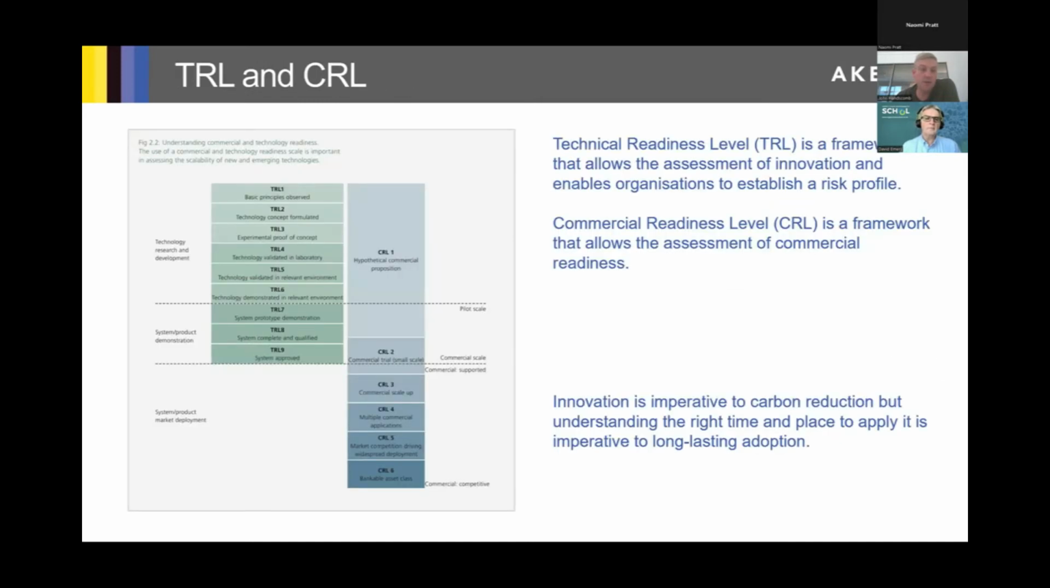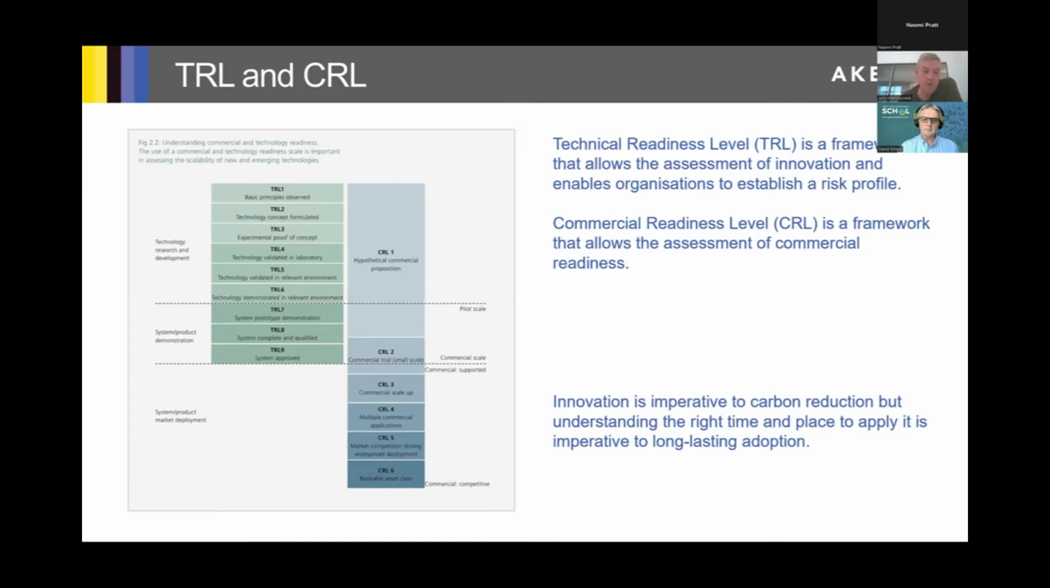So we will touch on TRLs and CRLs. We are in a high level of innovation within this sector at the moment, and that innovation is imperative to carbon reduction, but equally understanding the right time and place to apply it is also imperative, because what we can't really afford is too many failures in this area. It'll dampen enthusiasm for long-lasting adoption.